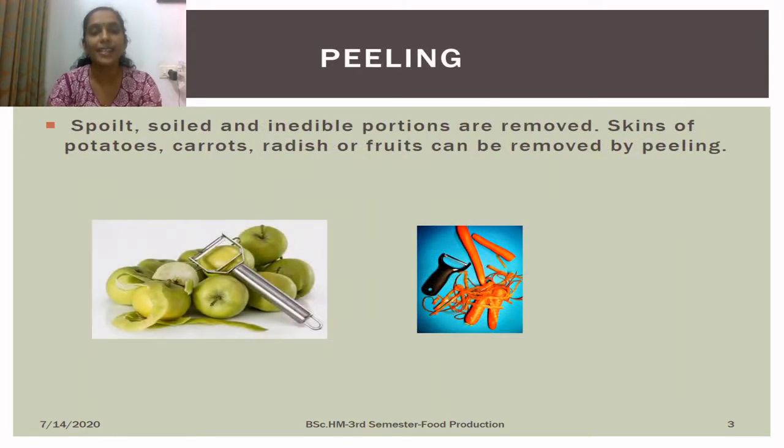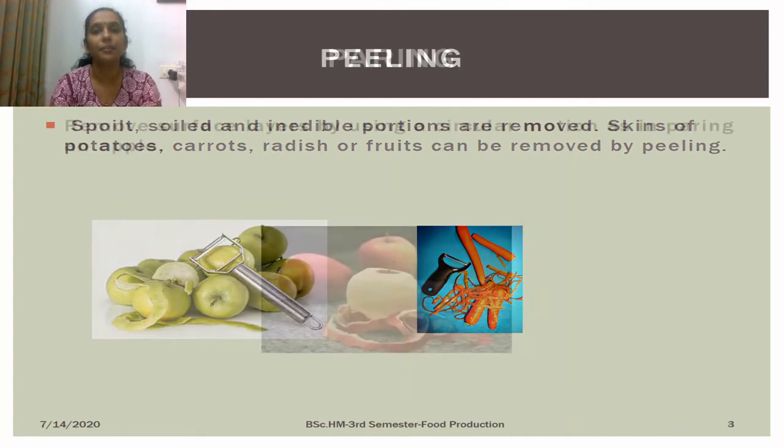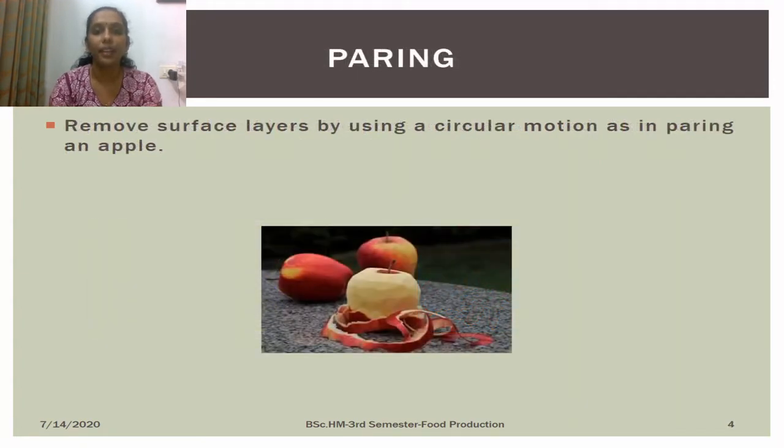Peeling. Peeling refers to the activity where the peel or the skin of the vegetable or fruit is removed. Even the spoiled, soiled and inedible portions can be removed with the help of a peeler. Paring. Paring is a similar terminology indicating the removal of the peel, but it is done in layers with a circular motion.